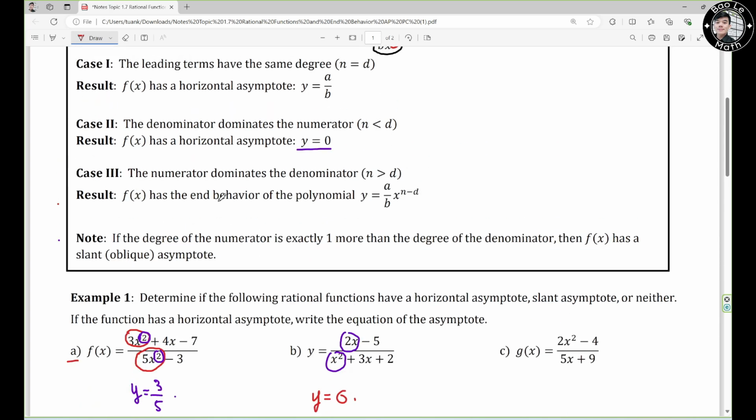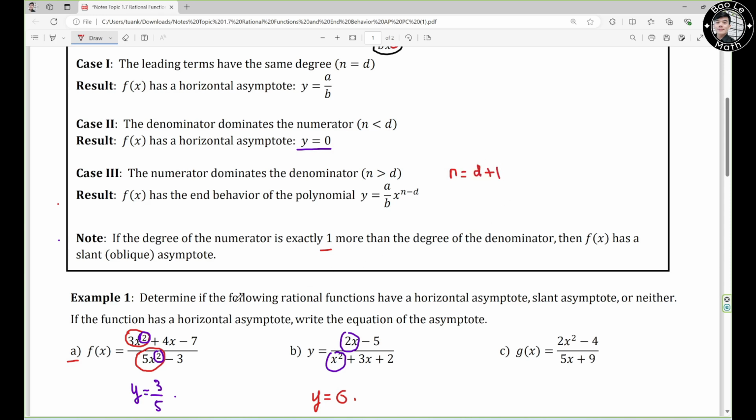Let's move on to case number 3. The numerator dominates the denominator, which means the degree on the top is greater than the degree on the bottom. We don't have a horizontal asymptote. In this case, if the degree of the numerator is exactly 1 unit more than the degree of the denominator, then the function has a slant asymptote, which is n equal to d plus 1.